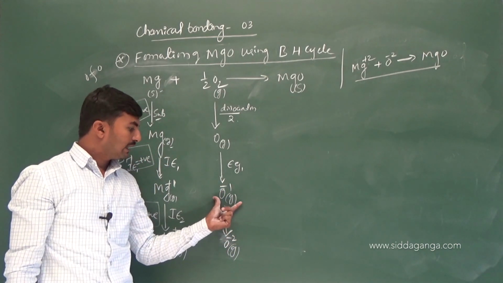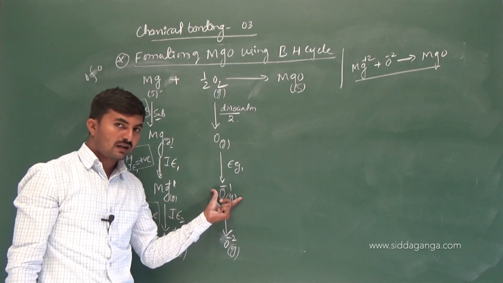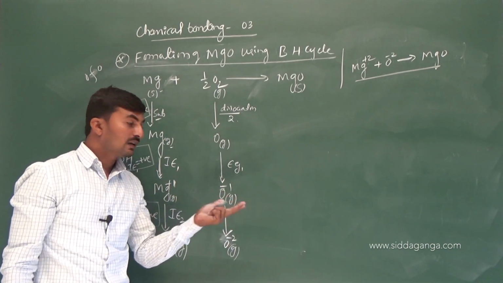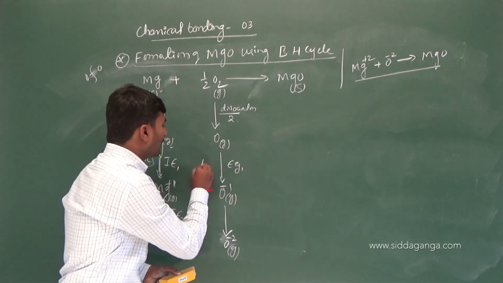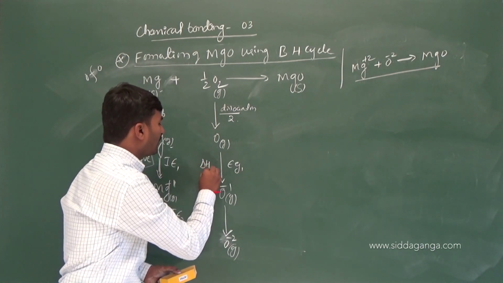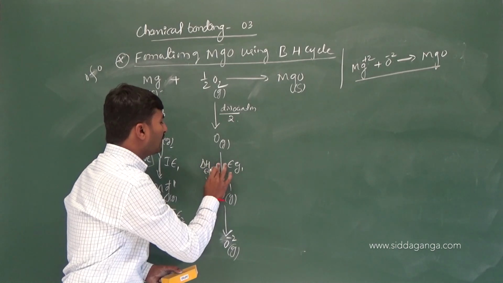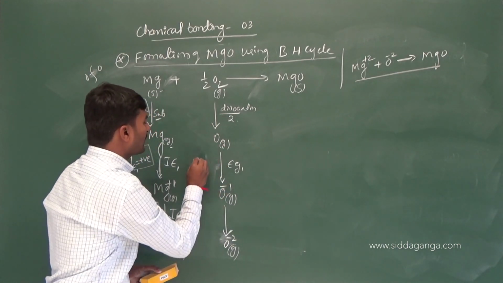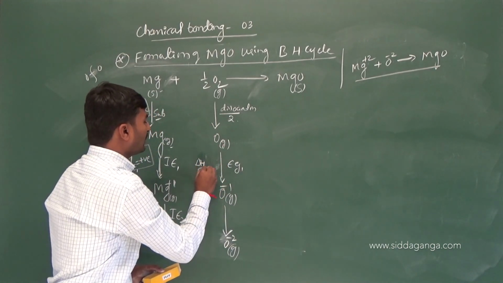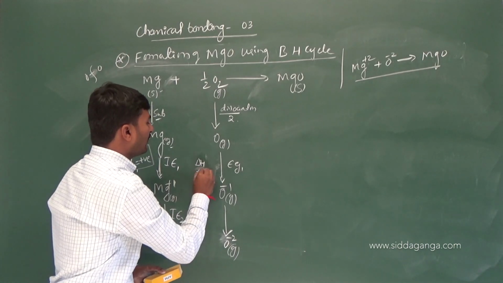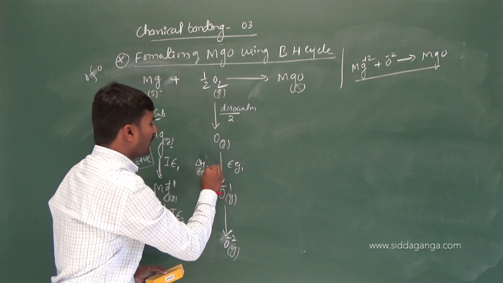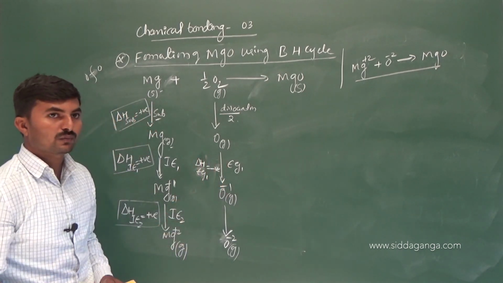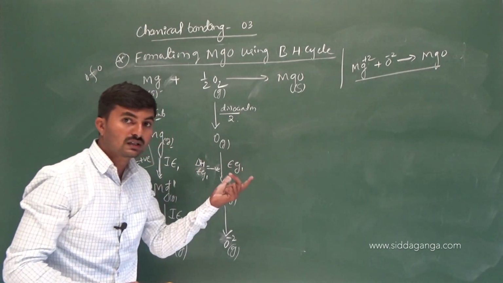We said earlier that when an electron is added into a gaseous atom, an amount of energy is released. Since it is released, delta H for the first electron gain enthalpy is negative. You must remember this. Delta H of electron gain enthalpy, first electron gain enthalpy, is negative, not positive, because energy is released during the reaction.